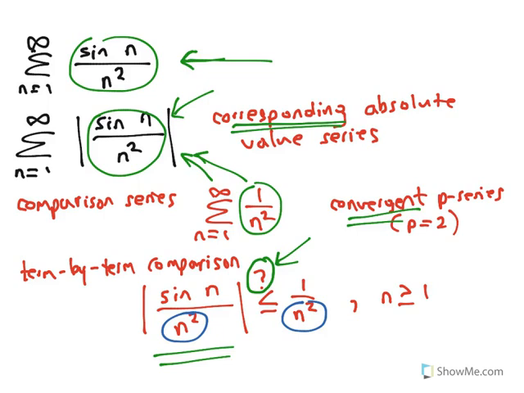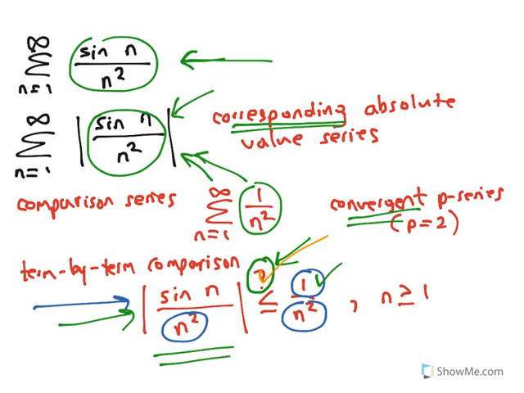So the nth term with the smaller numerator will be smaller. So how can we argue that the numerator of our absolute value series will be smaller than 1? You go back to the range of the sine function, which is between -1 and +1. Therefore, the absolute value of sine n has to be less than or equal to 1, showing that the numerator of our absolute value series will always be less than or equal to 1, and thus proving the inequality that we have here.